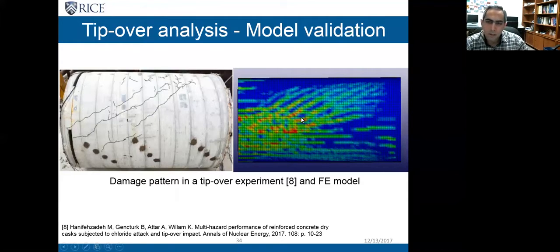In this figure, I'm comparing the damage patterns on the side of the cask. In the experiment, the cracks begin on top of the cask, and then inclined cracks develop towards the middle of the cask. And there's not much crack on the bottom. In my finite element model, I have used a continuous surface cap model for the concrete, which gives me the damage pattern, and it's similar to what we observed in the experiment. I mean, a concentration of damage on top and middle of the cask, and also inclined patterns of damage.